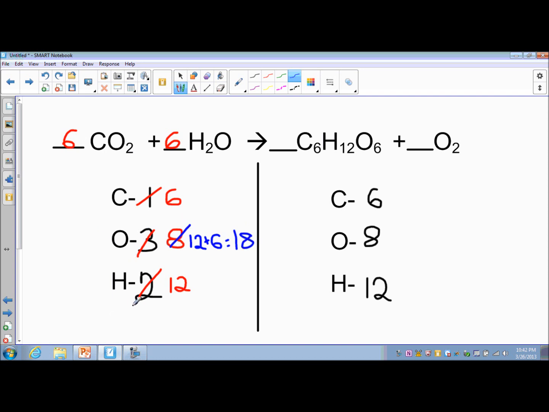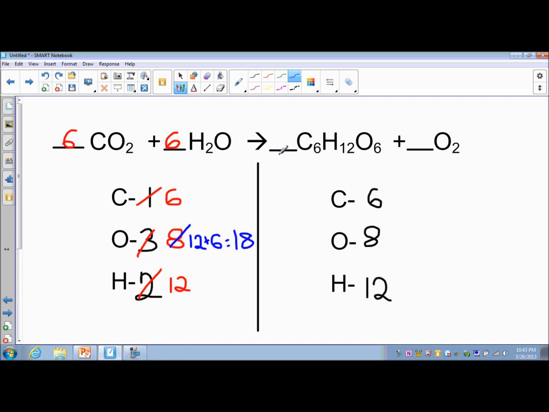Now my hydrogens luckily weren't changed over here, so I don't have to do anything with this. However, I do need to make sure that I have equal amounts on both sides. So my hydrogens match, my carbons match, but my oxygens don't match. So now on the product side, I have to change one of these to make sure that I get the same amount of oxygens.